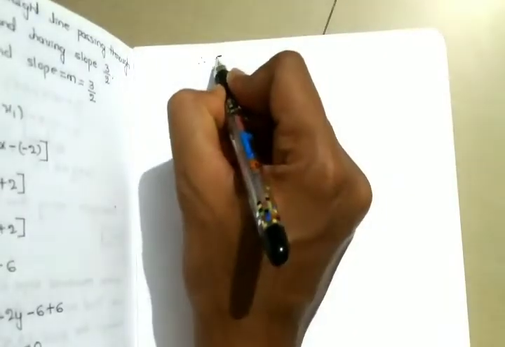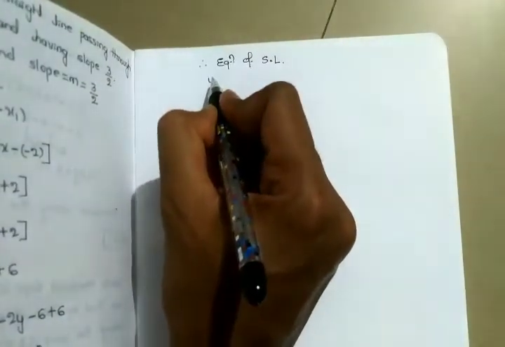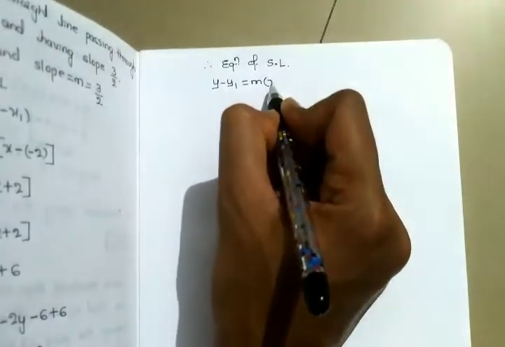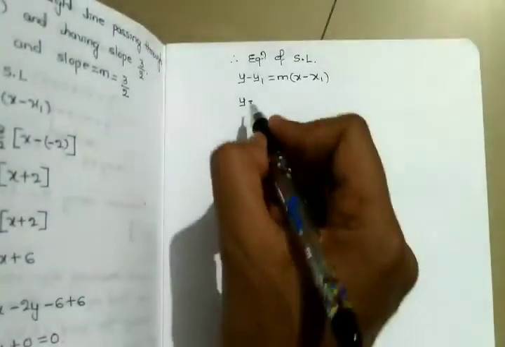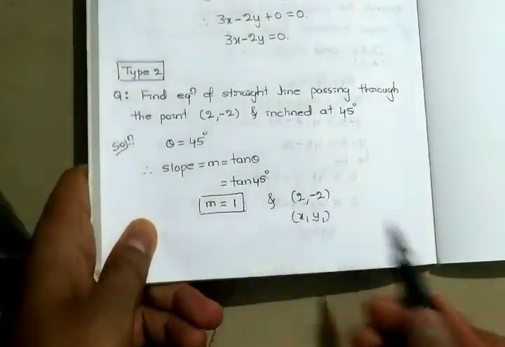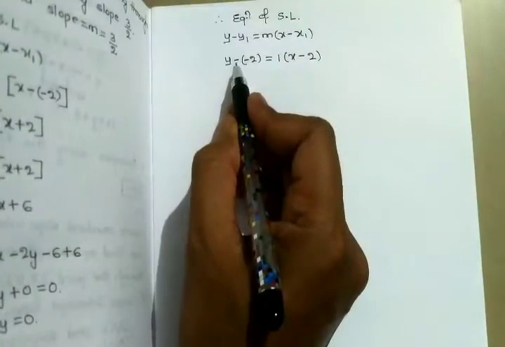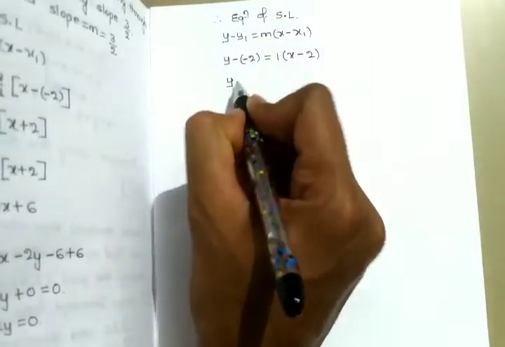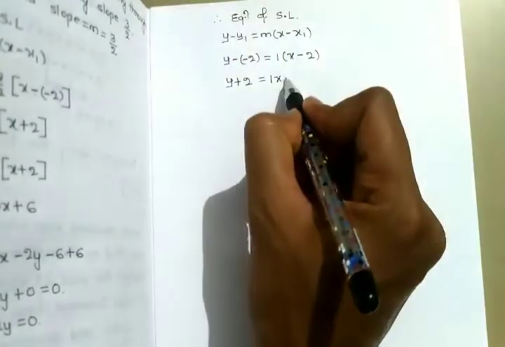The equation of straight line. Therefore, equation of straight line, write the formula. y minus y1 is equals to m into bracket x minus x1. Substitute the values. y minus y1. So y1 is how much here? Minus 2. So in bracket you mention minus 2 is equals to m. M is 1 and x1 is 2. Therefore m is 1 into bracket x minus x1, how much here? 2. Next, open the bracket, multiply the sign. So y, minus into minus is plus 2 is equals to 1 into x is 1x or x. 1 into minus 2 is minus 2.